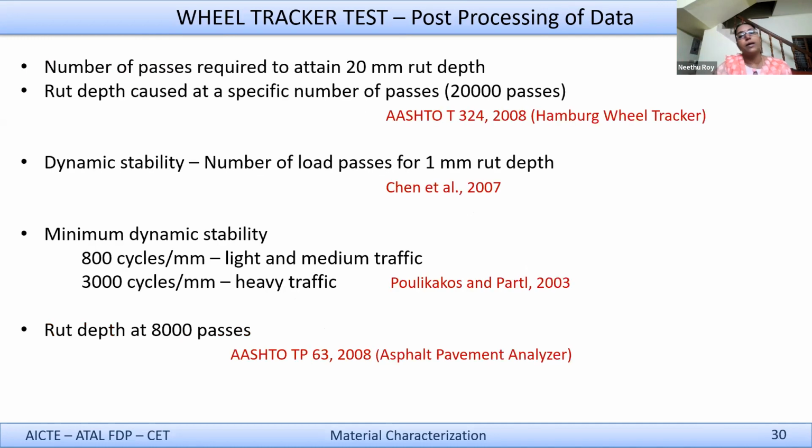Okay. And there are other post-processing measures, like the number of passes required for 20 mm rut depth, or the rut depth at one particular number of passes, or the number of load passes for 1 mm rut depth, which is called the dynamic stability. Various protocols and researchers have tried to estimate rut depth or establish some relation between the number of passes and the rut depth. Essentially, based on how many passes you were able to conduct in the test, or the test temperature you are looking at, you can post-process the data.